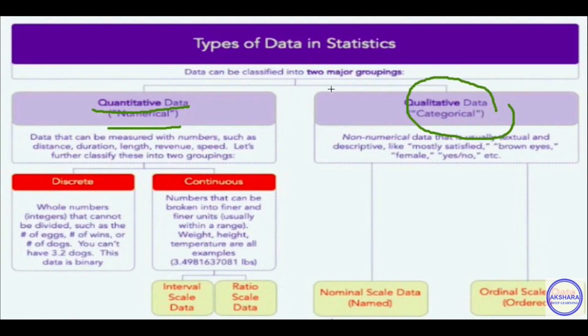The overall classification can be seen like this. First, we have to organize this data into quantitative and qualitative. Within the quantitative data, it can be either discrete or continuous data. Continuous data can be further divided into interval scale and ratio scale. And for qualitative data, we can divide the data into nominal scale and ordinal scale. If order is there, we can call it ordinal. If there is no order, we can call it nominal.